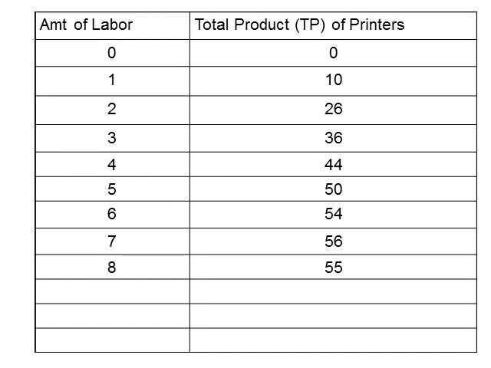When Colleen and Boris employ 8 workers, their production is 55 printers. When they employ 9 workers, their production is 53 printers. When they employ 10 workers, their production is 50 printers. When they employ 11 workers, their production is 46 printers.